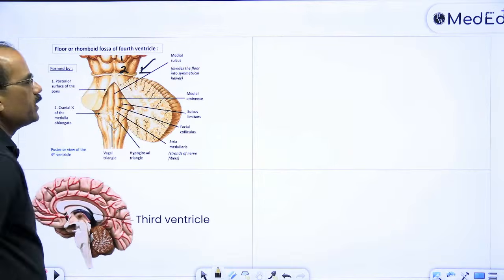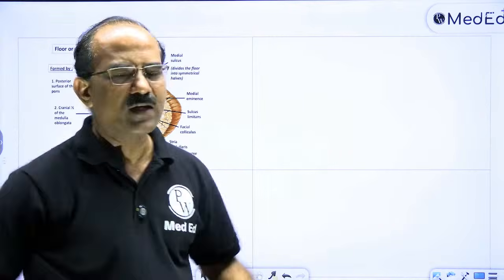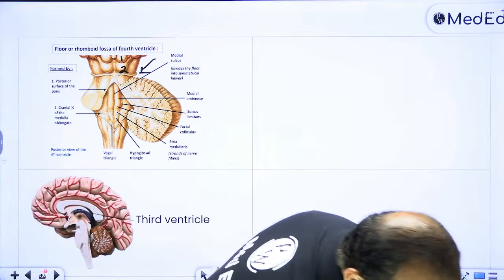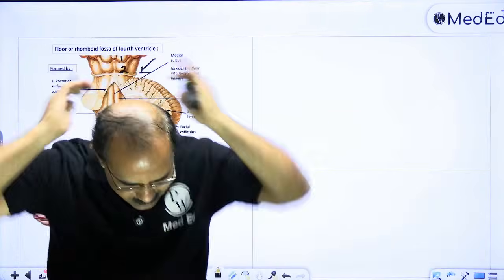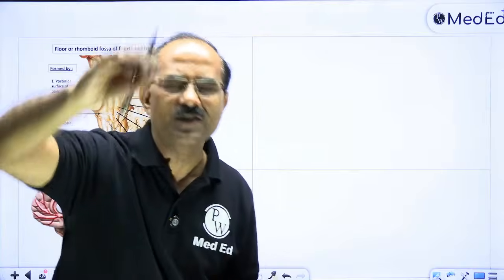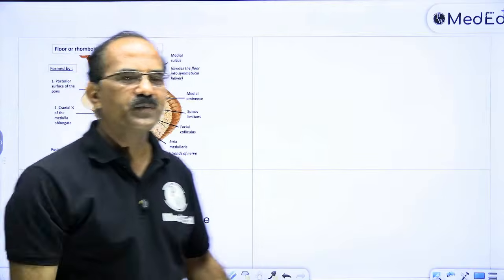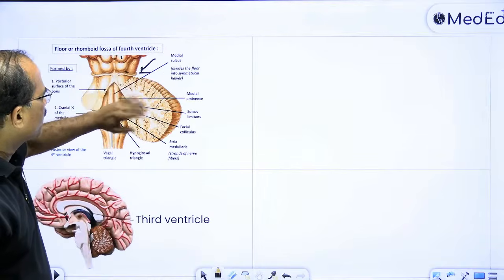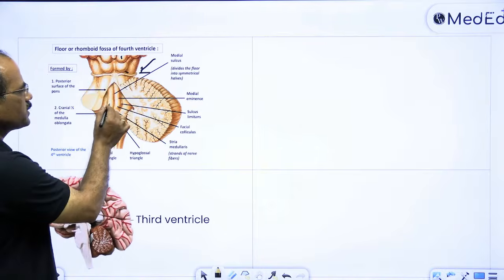The only cranial nerve which emerges from the dorsal aspect of the brainstem is the trochlear nerve. Trochlear. The only cranial nerve which comes from the back, that's the trochlear nerve. What is this elevation known as?